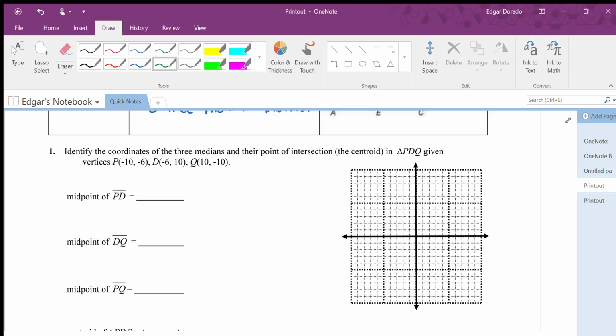P is -10, -6, so right there. This is P, -10, -6. And then there is D, -6, 10. And then finally we have Q, which is 10, -10, right there. And actually, I want to see if this works.